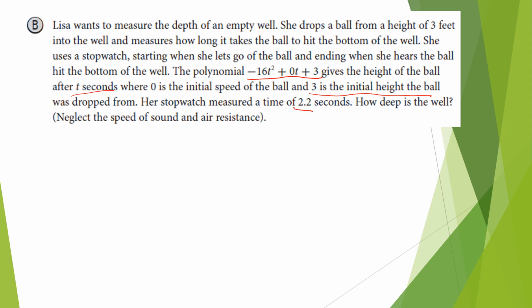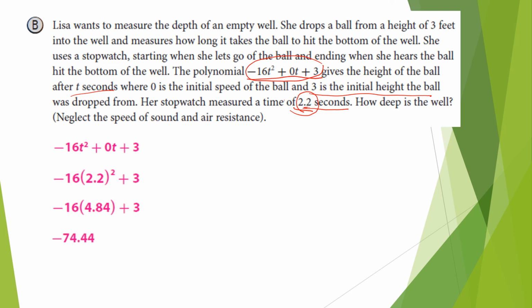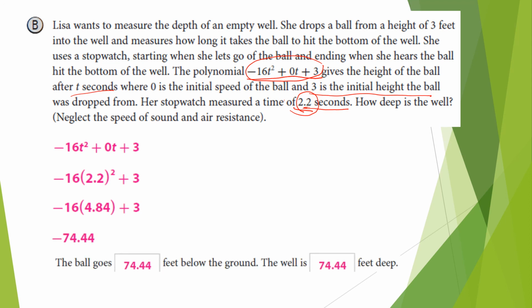Okay, you have to know very well that this is just a story to give you the problem, but all we need here is the polynomial itself, and the number that we're going to substitute, which is the time in seconds. Let's do it. Negative 16t power 2 plus 0t plus 3. Then take away the t and put 2.2 instead. 2.2 power 2 will be 4.84. We will multiply it by the 16, which will give me negative 77.44, plus the 3.